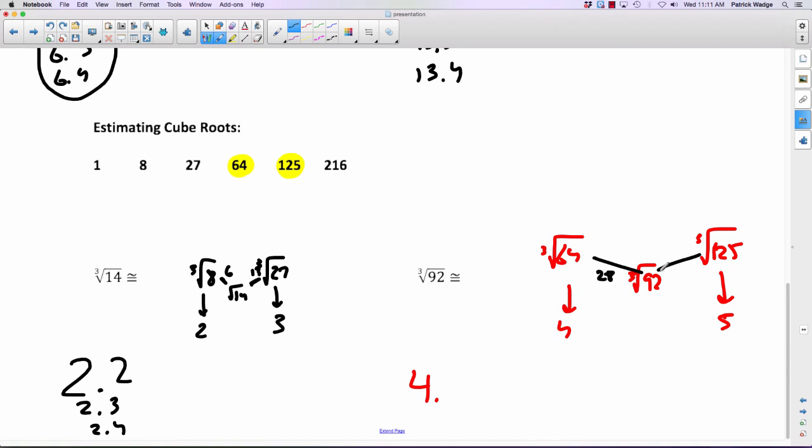No, I've done it again. Put it closer to the smaller. Why? The difference from 92 to 125 is 33. So it is closer to the smaller one, but not very much this time. Here's one where I think I'd accept 4.3, although I think that might be too small. 4.4, and I'd even accept 4.5 because it might round up to 4.5. And in fact, it is the case that it rounds to 4.5.